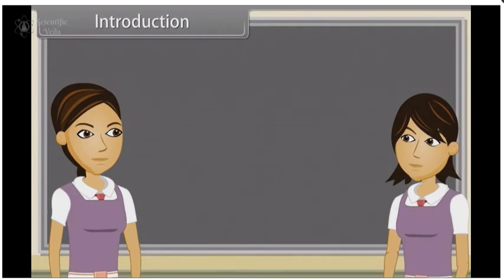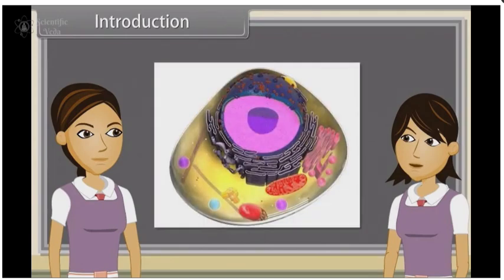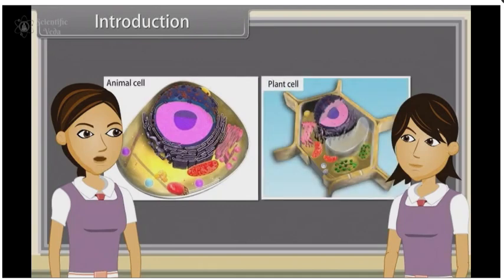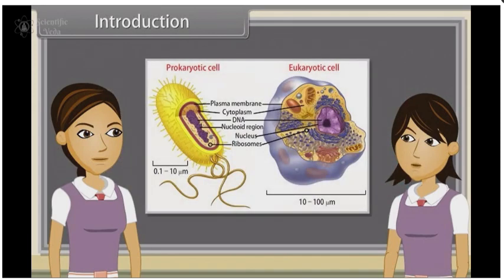Ankita, we have discussed cell theory, structure, and functional regions of cell already. Yes, and now we'll discuss that there are two types of cells, plant cells and animal cells. Okay, we'll also observe structure of plant and animal cells and also discuss difference between plant and animal cells, that is prokaryotic and eukaryotic cells.